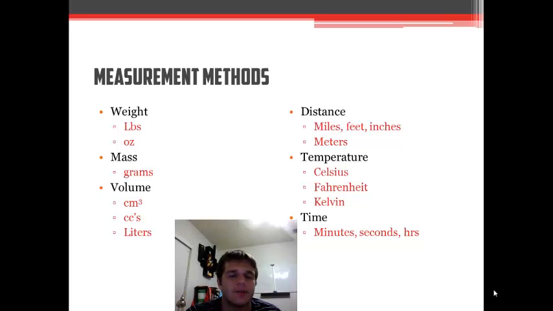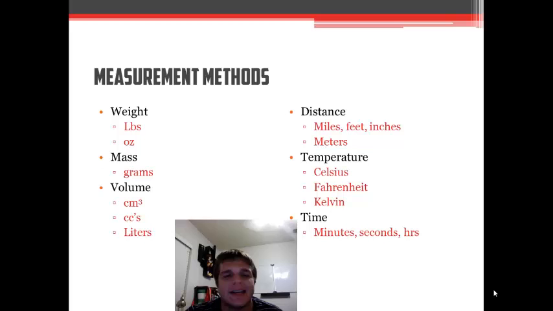The first of these is weight. Weight is specified in pounds and ounces, and that is an American unit, okay? And weight has to do with mass, but it takes it a step further. Mass involves grams, okay? And grams can be converted to kilograms, milligrams, right? Any other type of grams that you want.